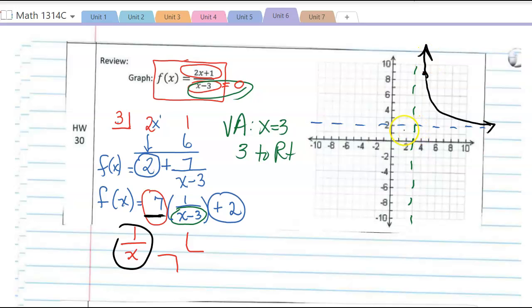Same thing here, we'll go over to the left 1 and then down 7. 1, 2, 3, 4, 5, 6, 7. Then we'll go towards our asymptotes, and that would be our graph.